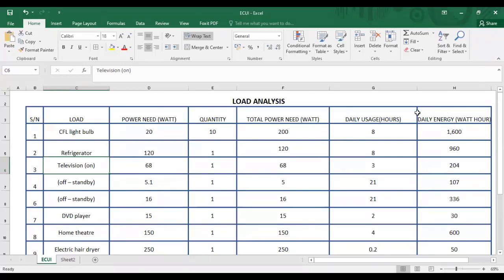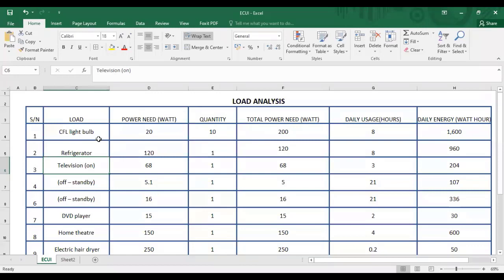The daily energy is the product of the total power need, which is in wattage, multiplied by the daily hours of use. You will see that this table is very simple. It's just multiplication of this and this together, so there's no big deal, really. It's just for us to put all our heart into this and see how it goes. So I take number one, the CFL light bulb. The power consumption was taken to be 20 here, and the quantity, which is the number, is 10. So the total power need will be 20 times 10, which is 200.